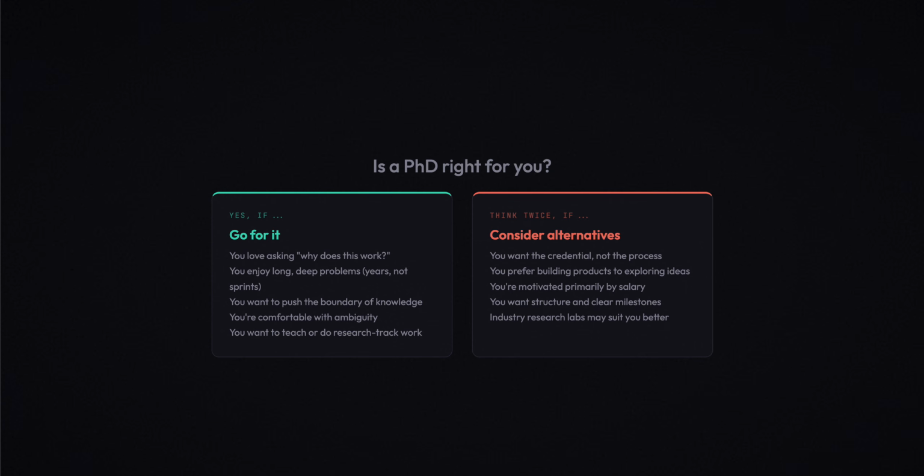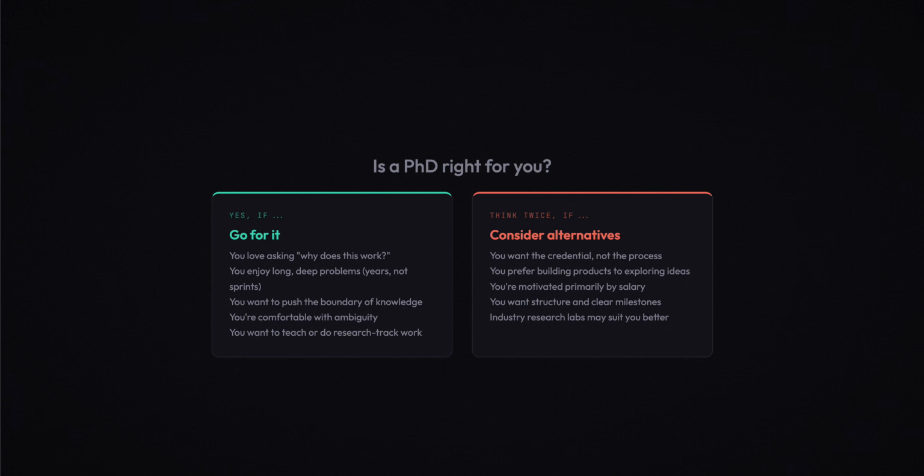It might not be right if you want the credential more than the process. If you prefer building products to exploring ideas. If you're motivated primarily by salary, industry pays better, faster, and almost always with less stress. If you need structure and clear milestones, a PhD will frustrate you. Both paths produce great distributed systems engineers. Knowing which path fits you matters more than picking the prestigious one.